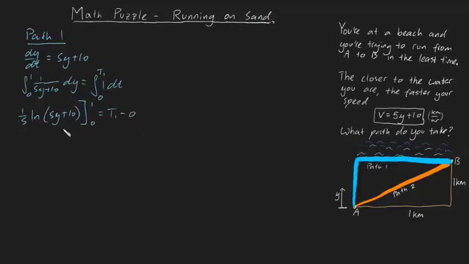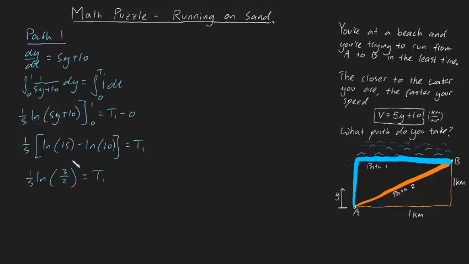Now, evaluating this isn't going to be too hard. We can factor out the 1/5, and we can write this as log of 5 times 1 plus 10, so log 15, minus log of 0 plus 10, which is log 10, right? And that's going to be equal to t1, the time it takes to get from here to here. Now, of course, if we subtract logs, that's the same thing as dividing what's inside of them. So we can write this as 1/5 times the natural log of 15 on 10, or if we like, 3 on 2, right? And that's going to be equal to t1, okay?